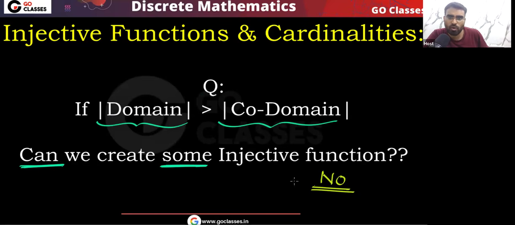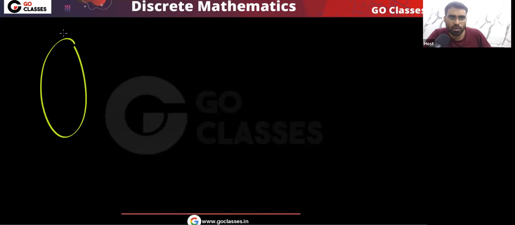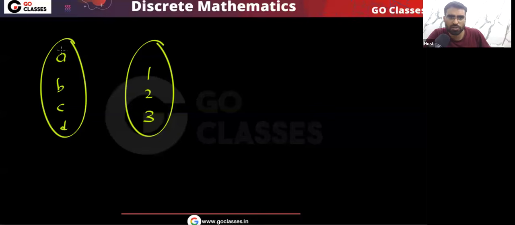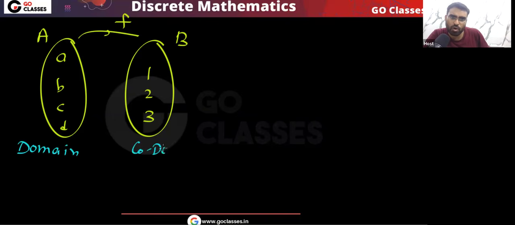And the answer is no. You cannot create any injective function. For example, look at the domain. I'm giving you domain. And the codomain I'm giving you 1, 2 or 1, 2, 3. Now try to create injective function. Can you try? Give me at least one injective function. Domain cardinality is more than codomain cardinality.